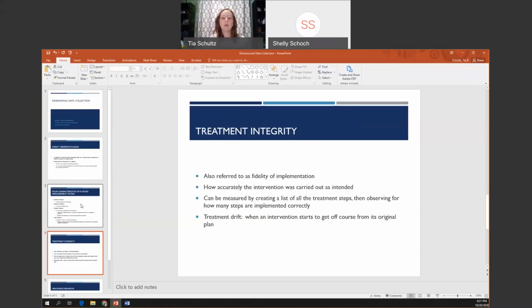So what can be helpful a lot of times is having a fidelity checklist. So a list of all the steps that need to be done, and as interventionists, we can be checking those ourselves. And if you're lucky enough to have multiple people, you can take turns observing each other and also collect those data.